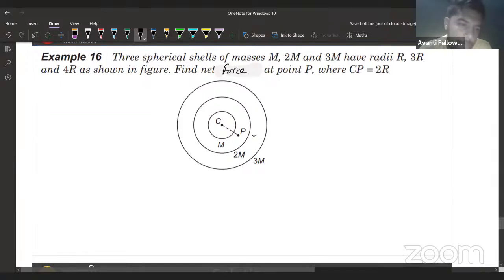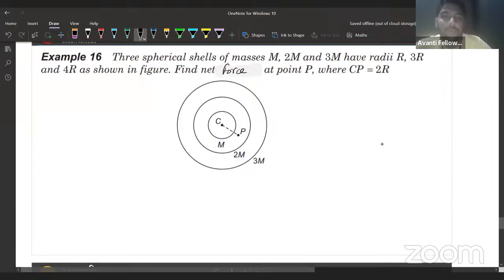Gm by 2r whole square. Can I say it is 4r square? Gm by 4r square. Okay, the answer is correct. Let's solve this question. These are very basic questions. When you see them in the book, you will be able to solve a lot of questions, so just practice them.